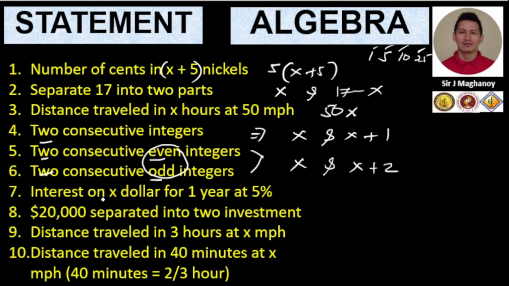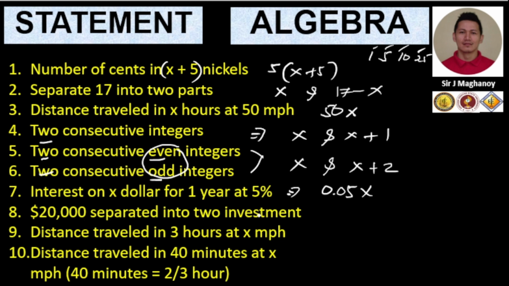Oh, how about interest? That is our next statement. Interest on a dollar for a year at 5%. So if you're going to rewrite this into a statement, you need to write 5% in decimal form. That is 0.05. How about for x dollars? Interest means it is on x dollars a year. So that is 5% of the dollars, the number of dollars.